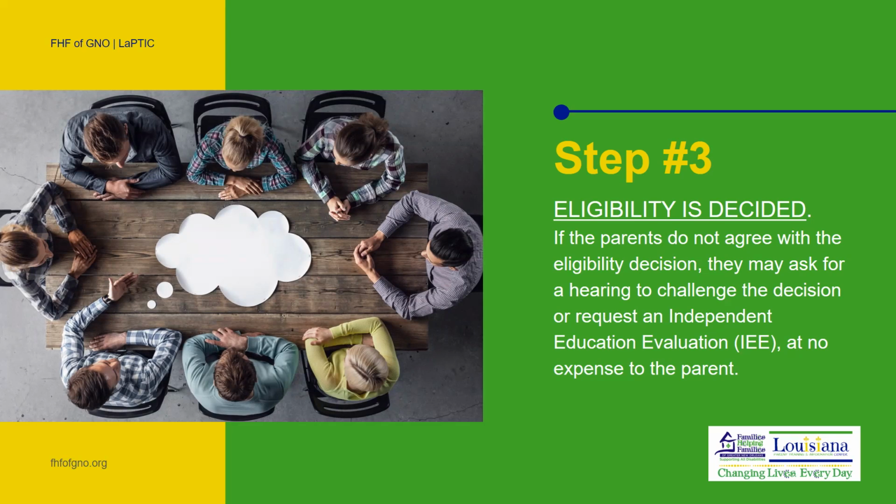If the parents don't agree with the eligibility decision, they can ask for a hearing to challenge the decision, or they can request an independent education evaluation at no expense to the parent.